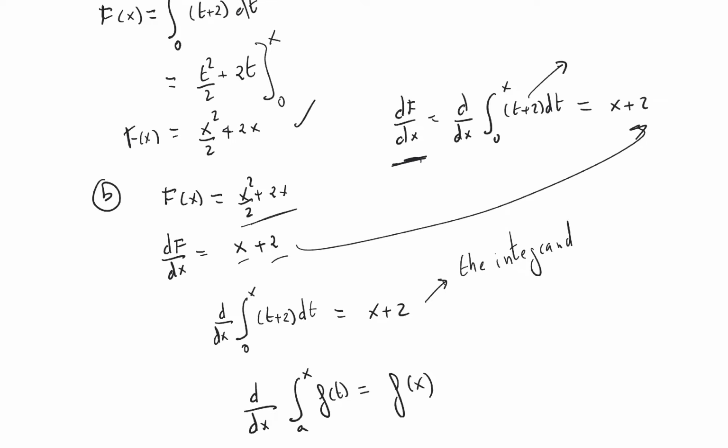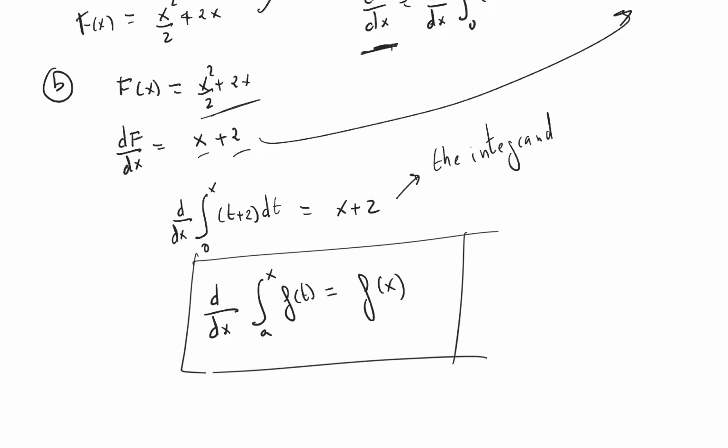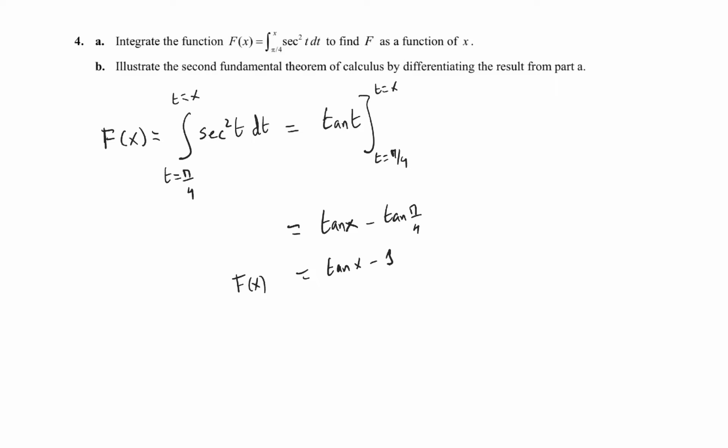So what exactly does the second fundamental theorem of calculus say? It says that the derivative with respect to x of the integral from a to x of f of t dt is f of x. Perfect. So let's go to problem number 4. They give you capital F of x as the integral from pi divided by 4 to x of secant squared of t dt. And it says find F as a function of x.